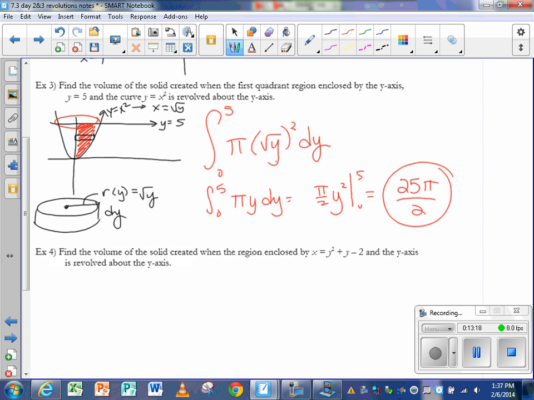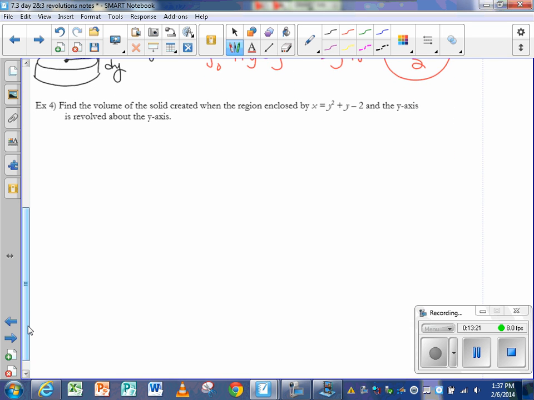All right. And example 4, find the volume of the solid created when the region enclosed by that and the y-axis is revolved around the y-axis. Well, it's in terms of that, and how are we going to graph this in a calculator? Well, you know what? You're just going to pretend that all of these y's are x's. So all you're going to do is say, we're going to graph y equals x squared plus x minus 2, and we're going to look at the x-axis instead. And we're going to revolve it around the x-axis instead. I'm just changing all the letters around. Everything will stay the same.